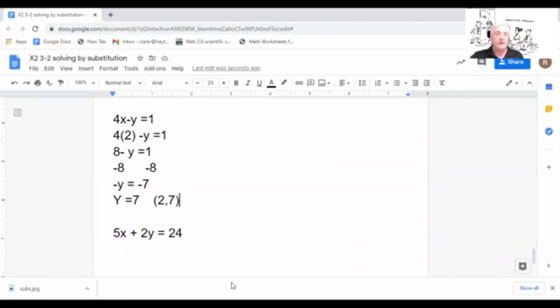Let's check it in the other equation just to make sure we're right. This is going to be 5 times 2 plus 2 times 7 equal 24. Is 10 plus 14 equal to 24? Yes, it is. It checks. Now we know the answer is correct.